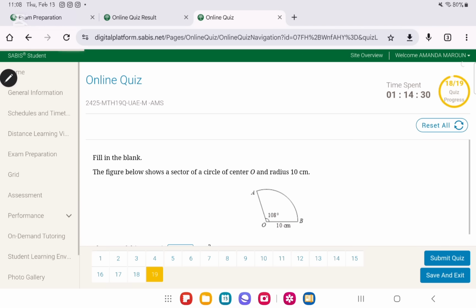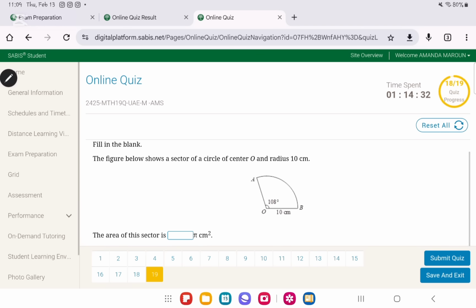Move on to question number 19, which is the last question. And guys, my voice is gone. I'm really sorry. The figure below shows a sector of a circle of center O and radius 10 centimeters. They need the area of the sector.